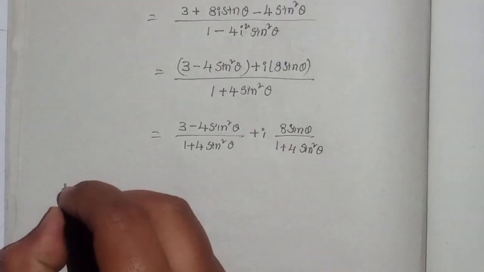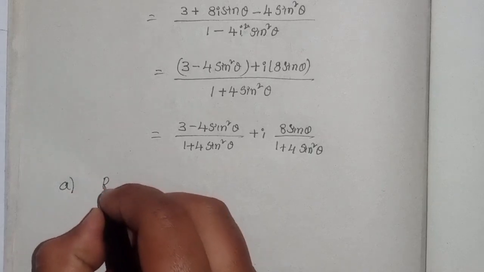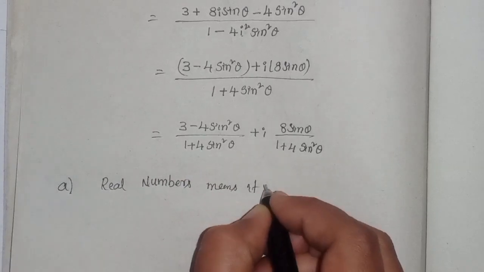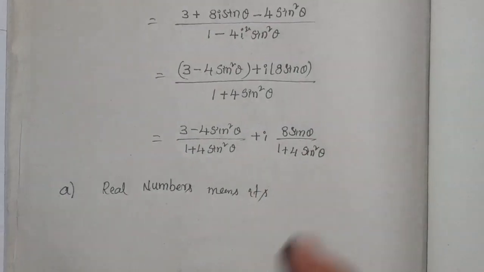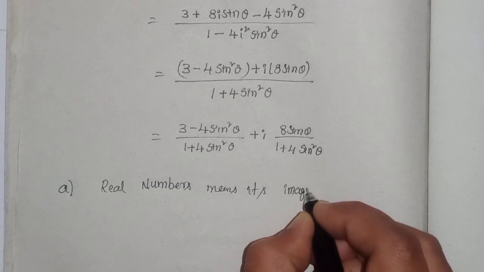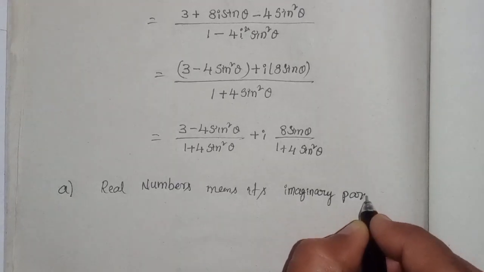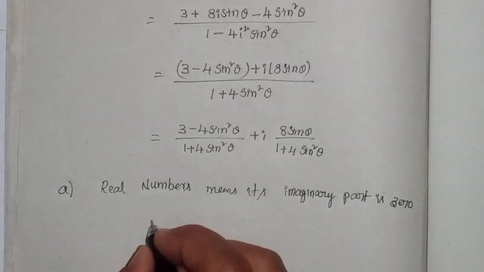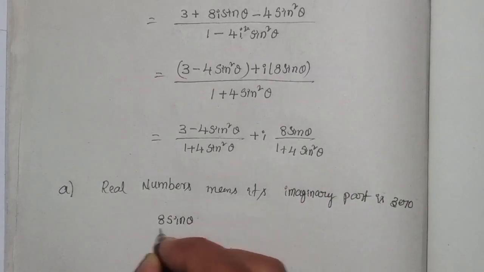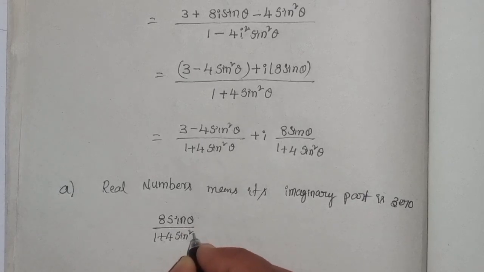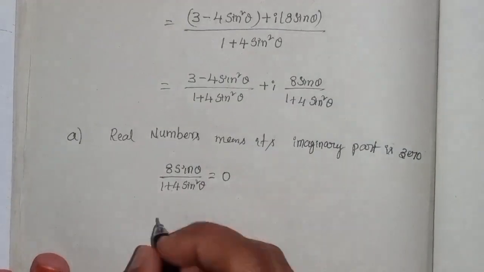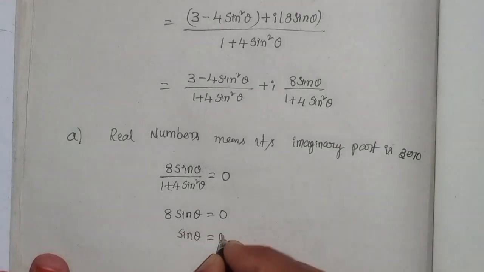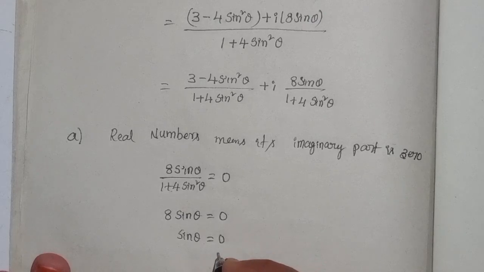Now let us solve the questions they asked. A. It should be a real number, right? Real number means its imaginary part becomes zero. For it to be real, its imaginary part is zero. The imaginary part is this, nanna. So 8 into sin theta by 1 plus 4 sin square theta equal to 0. Cross multiplication gives 8 sin theta equal to 0. Sin theta equals 0 by 8, the denominator goes to the right side, so it becomes 0.